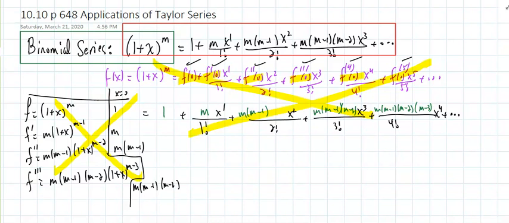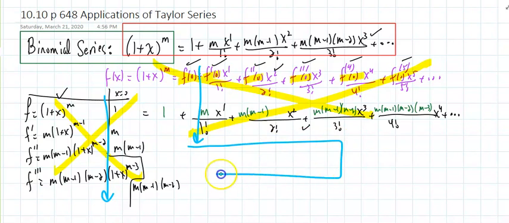Meaning, if I see anything that looks like 1 plus x to the n power, instead of me doing all of this work and listing all of those, I could list this right away. And I save myself all of this work, and I jump straight to what this is saying.